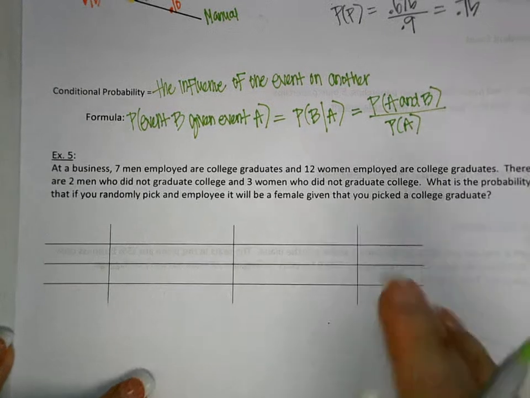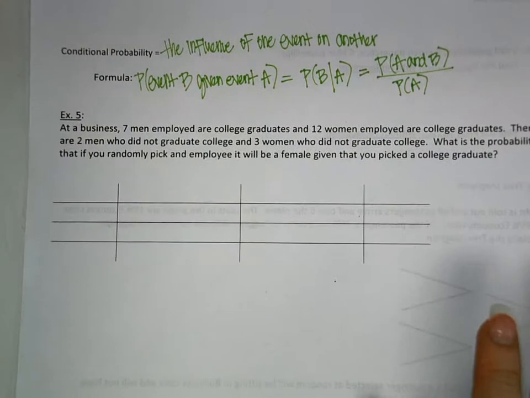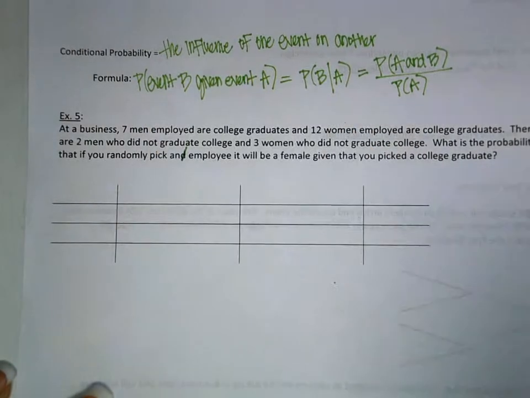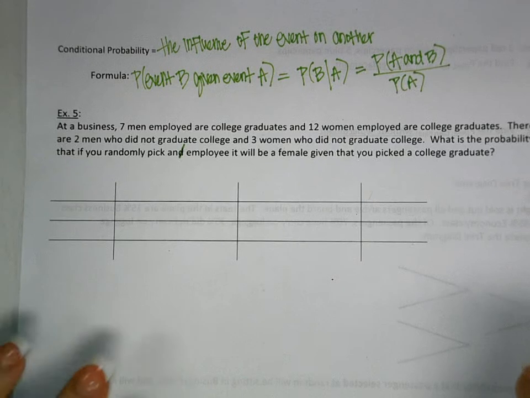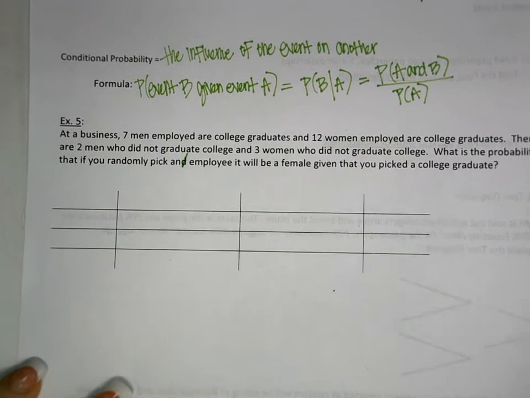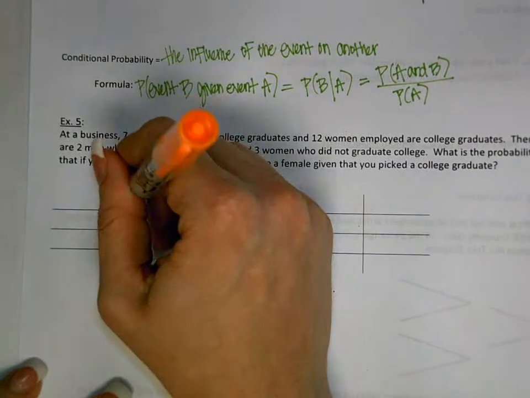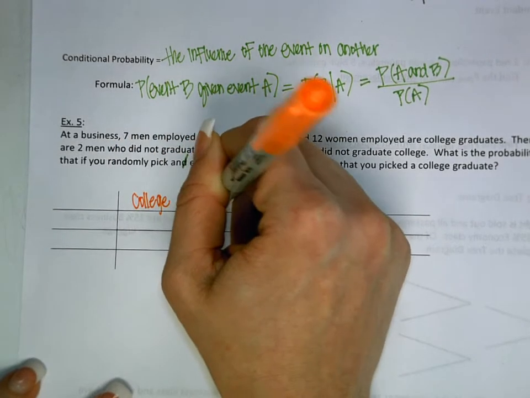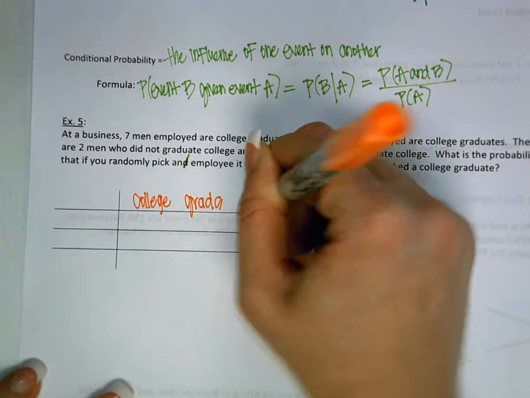Okay, so we say at a business, 7 men employed are college graduates and 12 women employed are college graduates. There are 2 men that did not graduate college and 3 women who did not graduate college. What is the probability that if you randomly pick an employee, it will be a female given that you picked a college graduate? So we need to fill in this chart, okay? The first chart, or the first question, we have college grads, and not college grads.